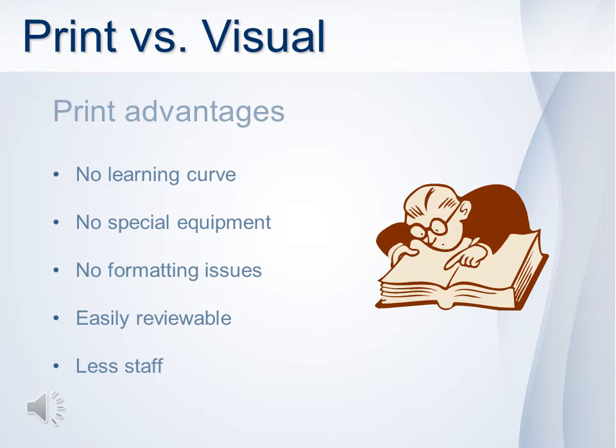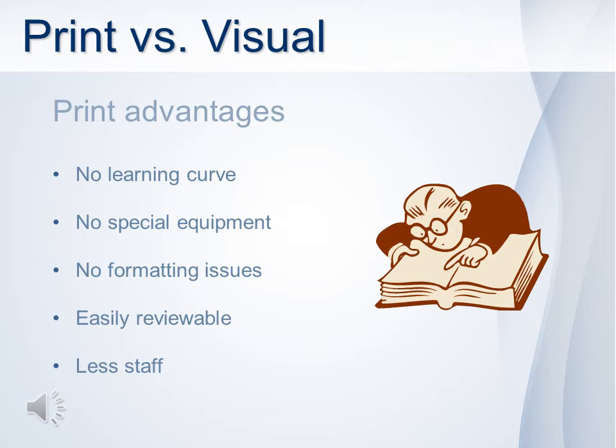Generally, there are no formatting issues with print, especially if we're going to be talking about actual printed paper. Online documents may require specific software versions, but still tend to encounter fewer issues than visual media. Visual media often runs into issues. A DVD might play on one machine, but not on another. Maybe you need Windows Media Player on your computer because the online video won't run on QuickTime.